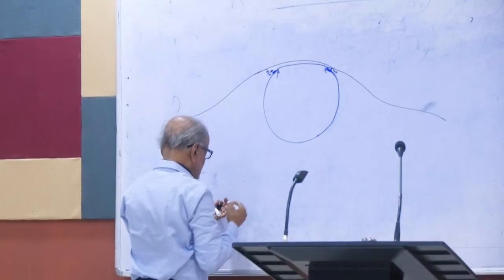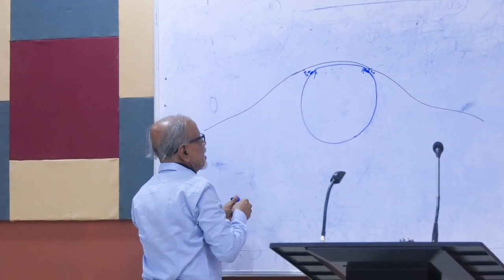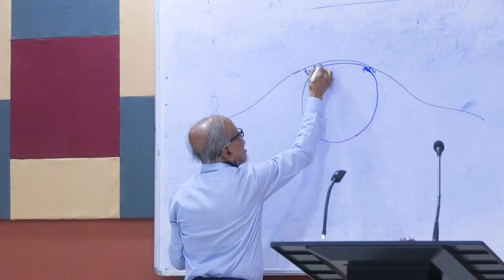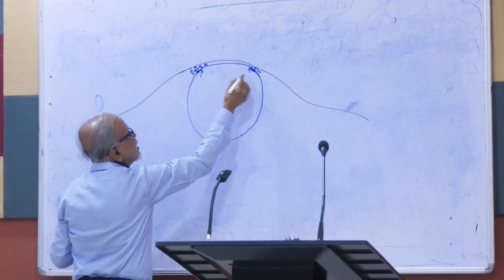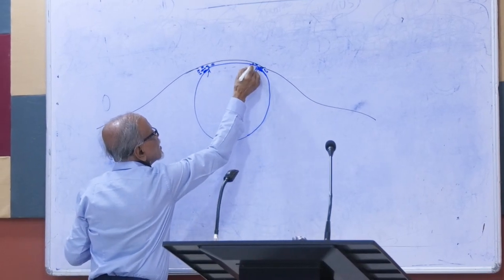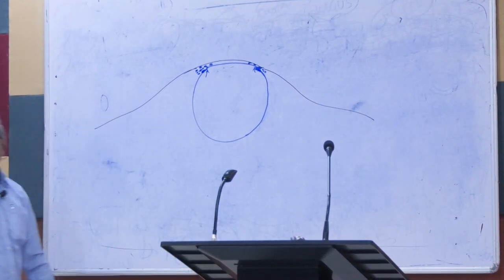Now these are the leftover cells. These leftover cells are called the neural crest cells. Where do we find them? We will find them close to the dorsal midline. Okay? So this is very important.